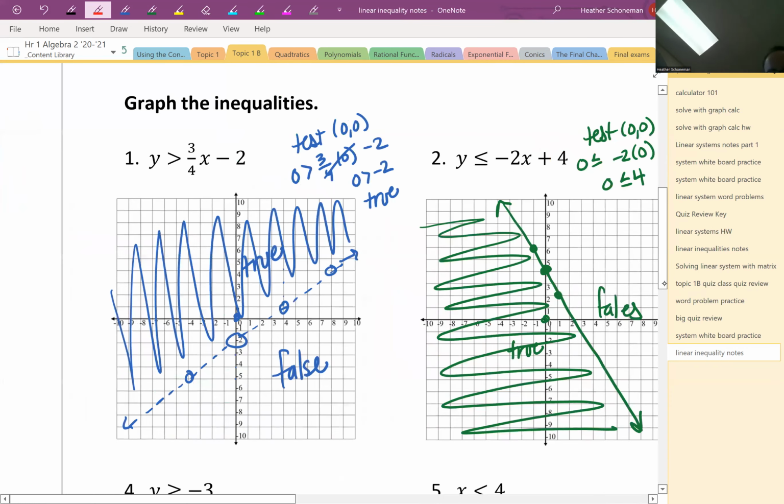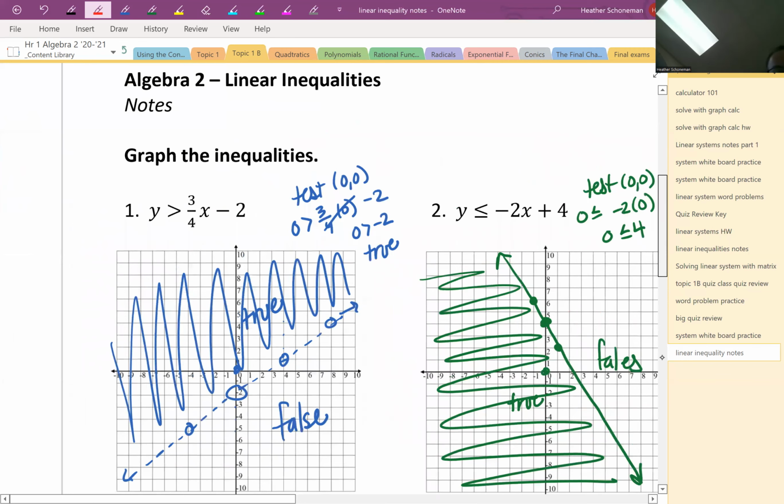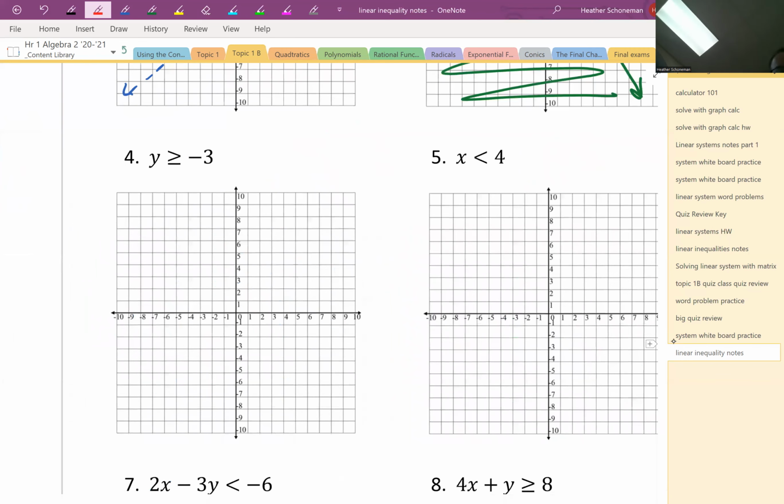Okay, let's see if we can graph the next ones. This one, y is greater than or equal to -3. If you don't remember what that line looks like, think about this. Where is y -3? Well, 0, -3. Here's a point. How about 4, -3? Here's a point, -5, -3. 7, -3. I can keep picking points, but they're all going to form this line right here.